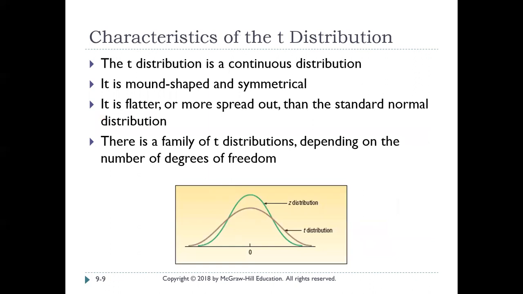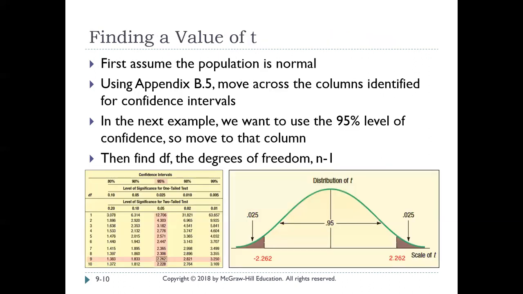So here are some characteristics of the T distribution. First, it's a continuous distribution. It's mound-shaped and symmetrical. So same thing as the normal distribution, but it's flatter, meaning that there's more uncertainty, right? That would be indicative of a slightly larger standard deviation. And then there's a family of T distributions. It depends on the number of degrees of freedom. So degrees of freedom is directly tied to your sample size, at least in this case. Degrees of freedom is always going to be equal to n minus 1.